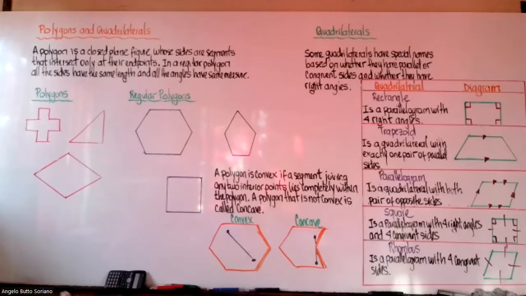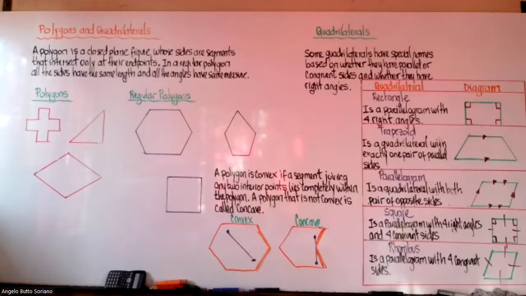Okay. This is the difference between a convex polygon and a concave polygon. Now, let's talk about quadrilaterals. What is the definition of quadrilaterals? It's simple. Quadrilaterals are geometric figures that have four sides, okay? All of them can be classified according to parallel sides, congruent sides, and whether they have right angles or not. This is the classification for quadrilaterals.